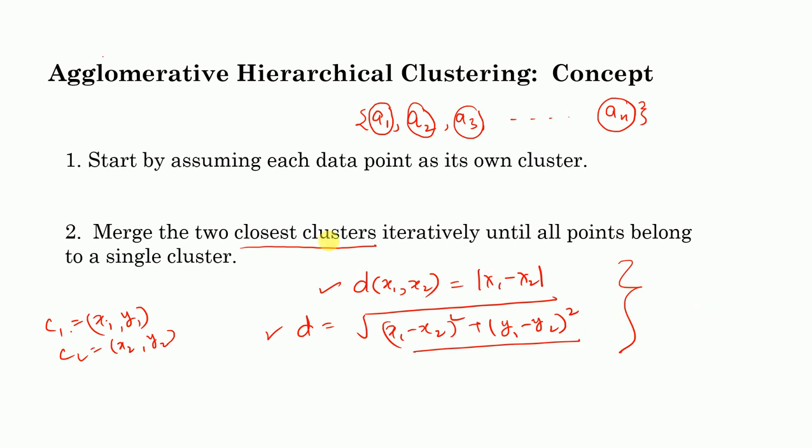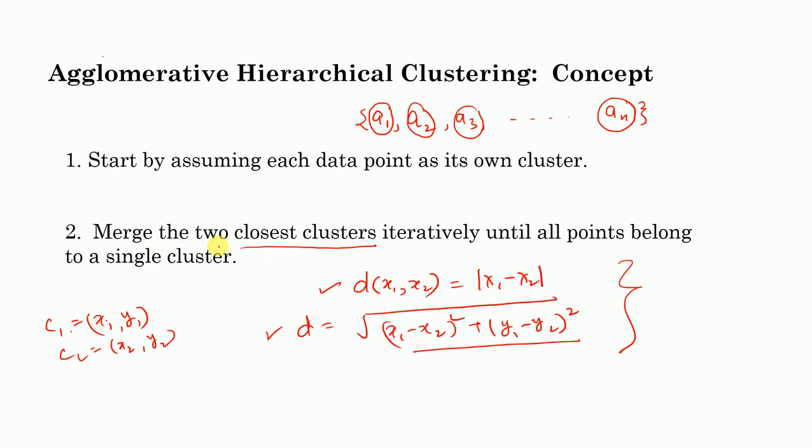Initially, only single points are there, so we'll use this, because we have assumed that every single point is its own cluster. It means we only have to calculate the distance between single points. So we will use this formula, modulus of x1 minus x2, if the points are in one-dimensional space.